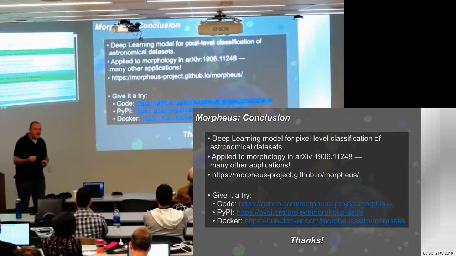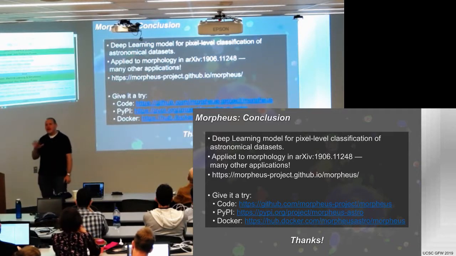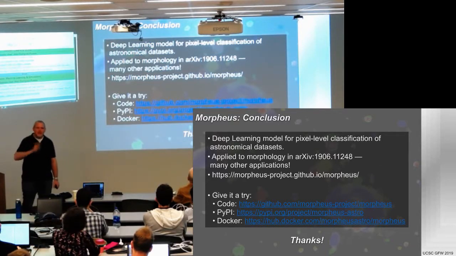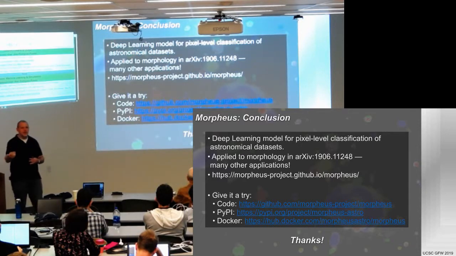But if you have other data sets like photometric redshift, spectroscopic redshift, other properties of the galaxies that you think the photometry alone can tell you about, we can retrain in principle Morpheus to give you some handle on those properties for large data sets.